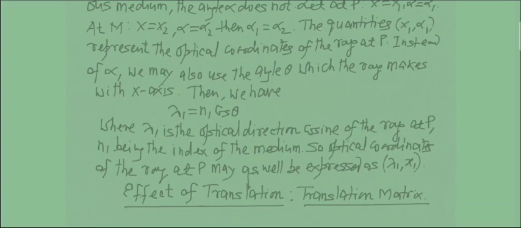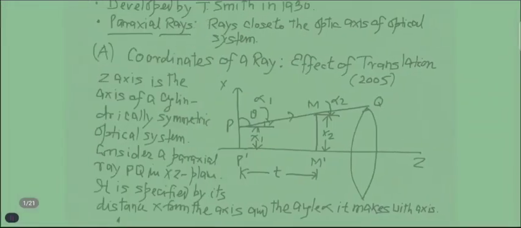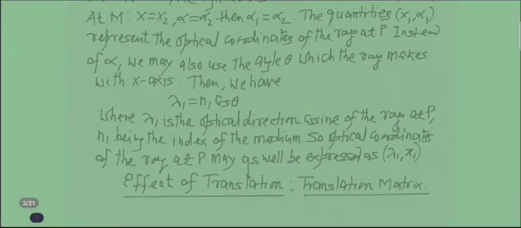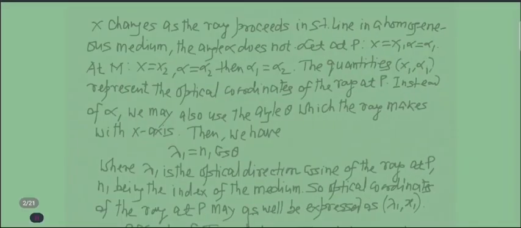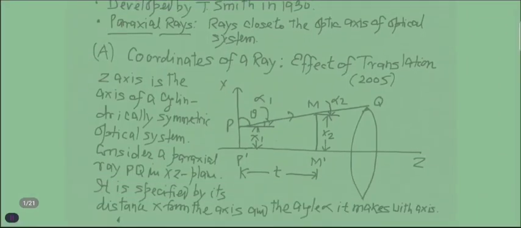Effect of translation, or translation matrix. So let us understand this effect of translation, or translation matrix. From the figure which we have over there, from this particular figure, just do one thing in this figure: extend this line up to here. So this will be your 90 degrees, and this particular figure you will have to take out from here. Just take this figure out from here. This is your straight line.